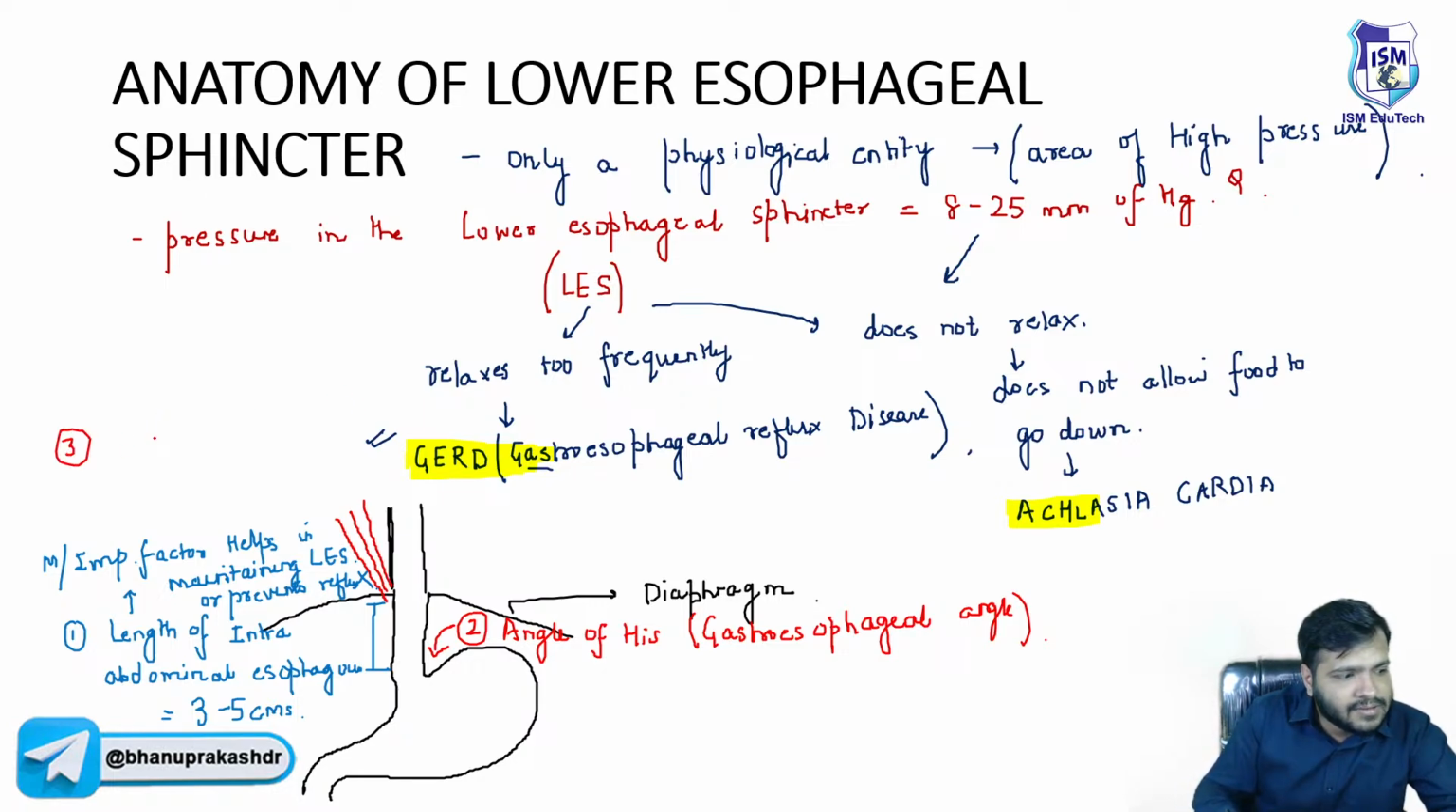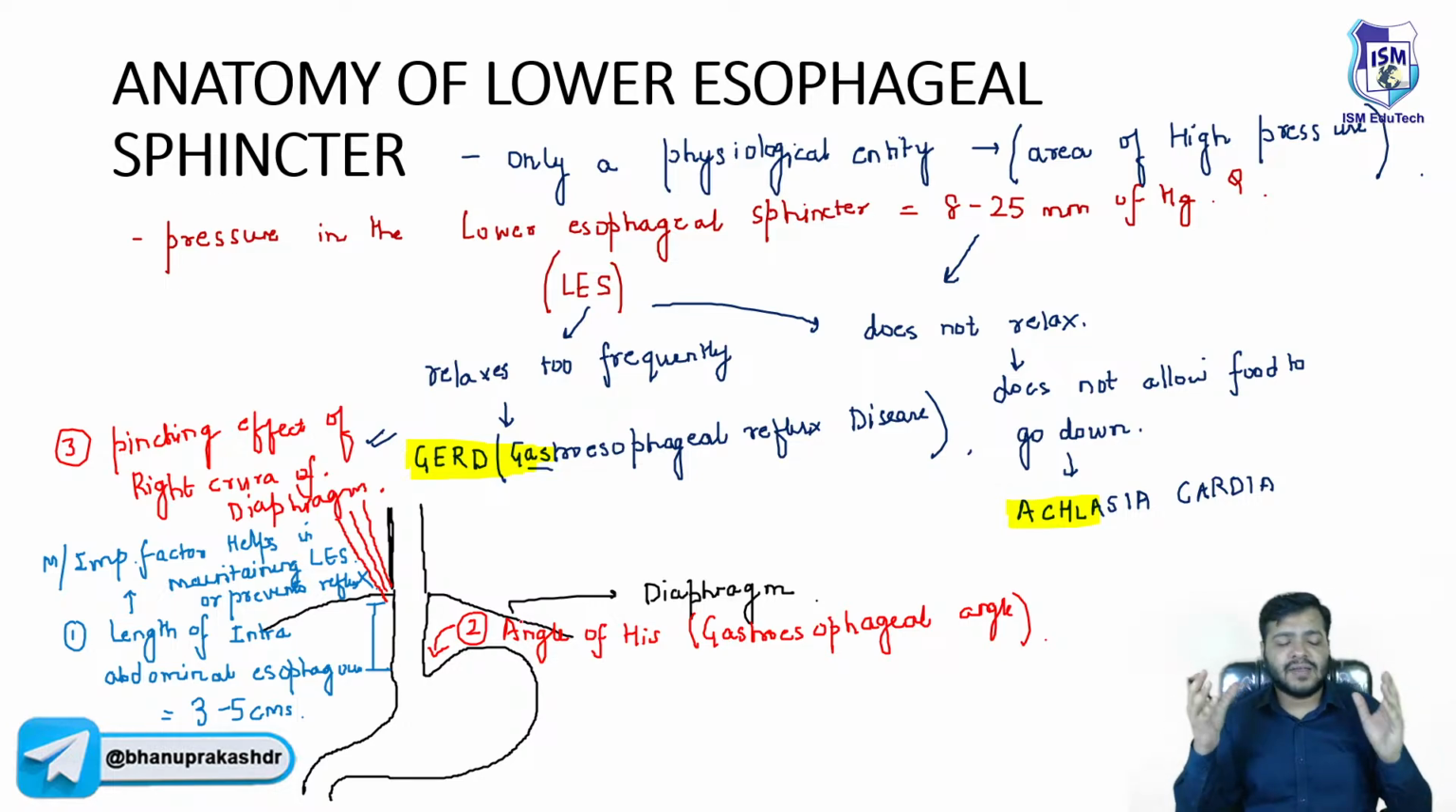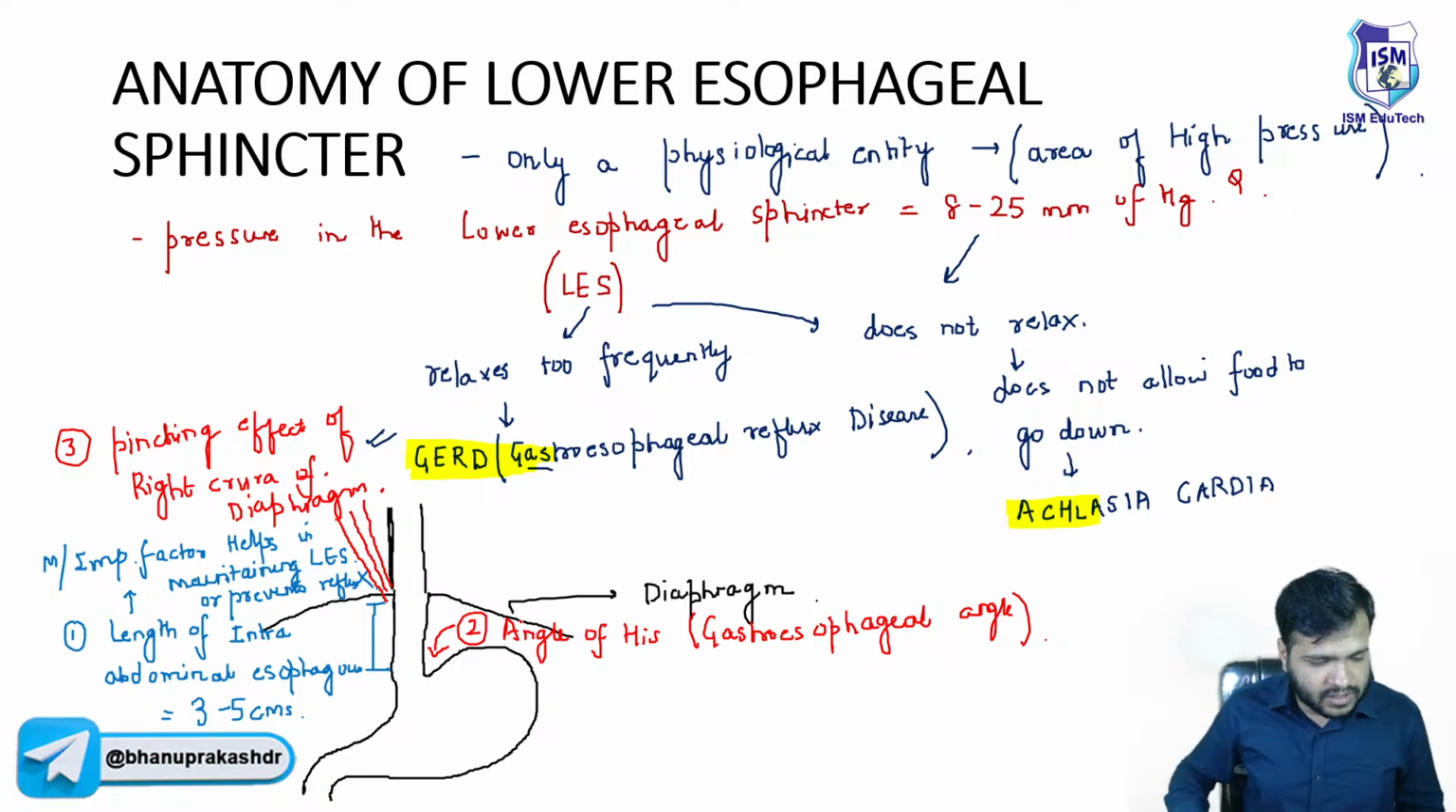The third one is the pinching effect of the right crura of the diaphragm. There is a right crus and a left crus, and it is the right crus of the diaphragm which actually narrows it. And the fourth one has the least contribution: it is the arrangement of the gastric folds.